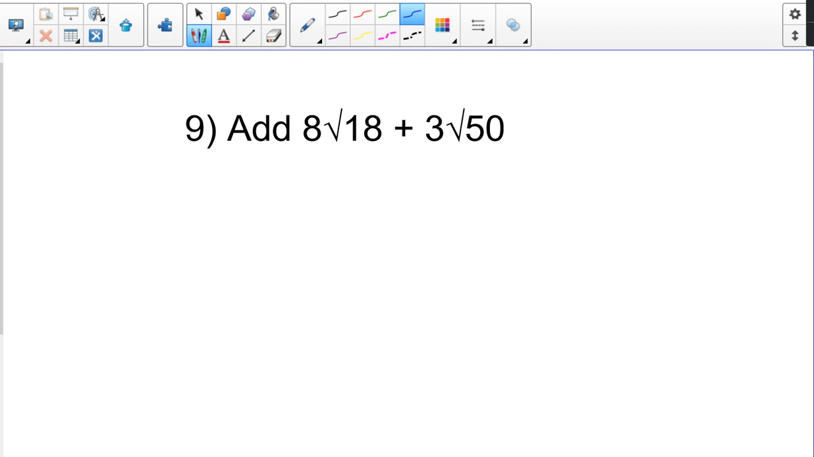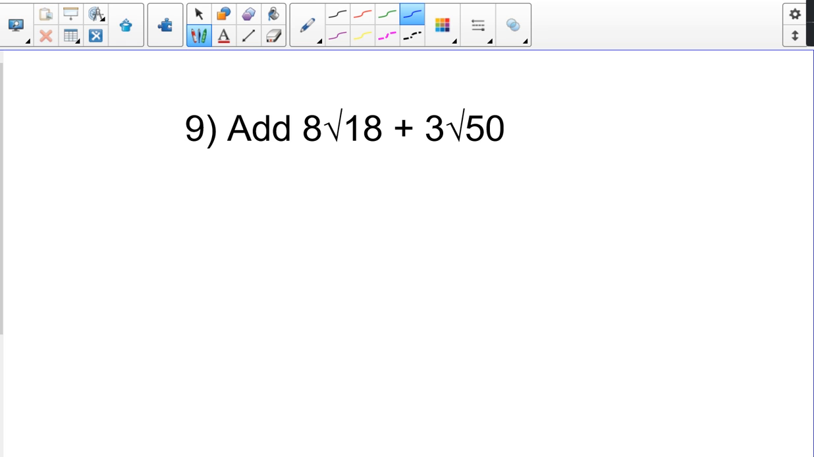Question 9, you need to add 8 square root of 18 plus 3 square root of 50. Okay, looking at this, I see two different radicals, square root of 18 and square root of 50. I know that I can't add this. I can only add if I have like terms. However, if I simplify them, maybe I'll see that I have the same radical once they're in simplest form. So I'm going to simplify.